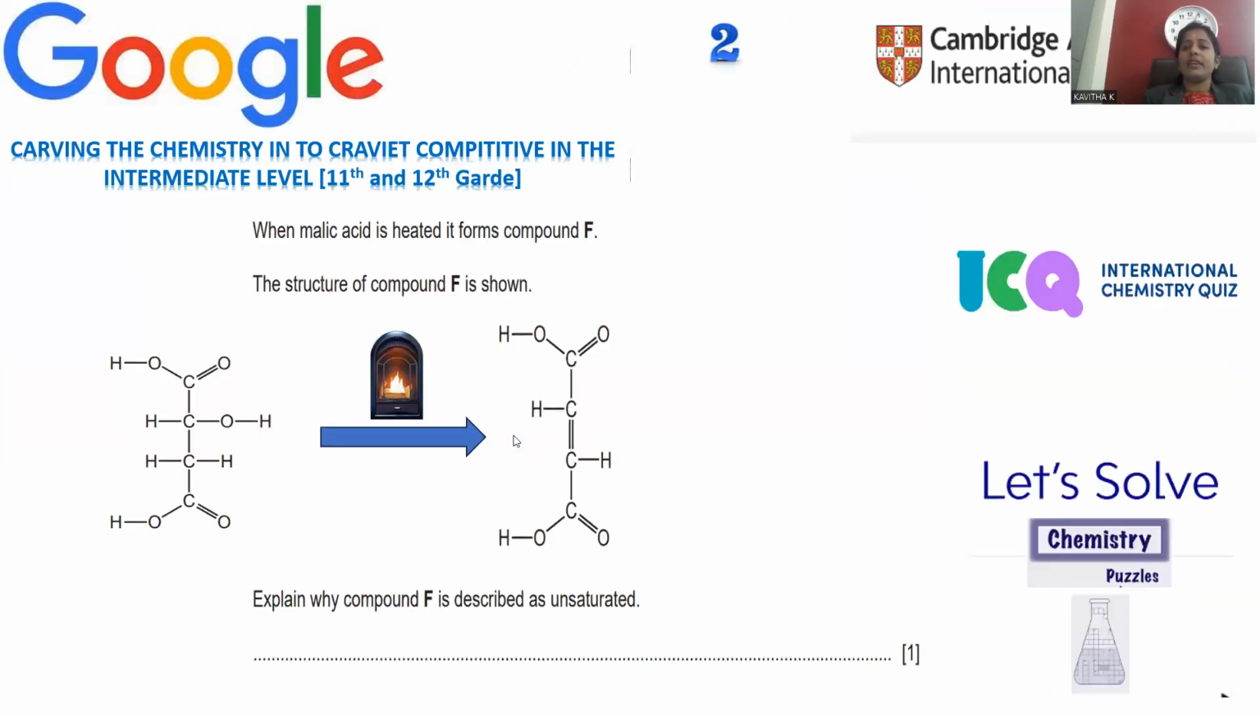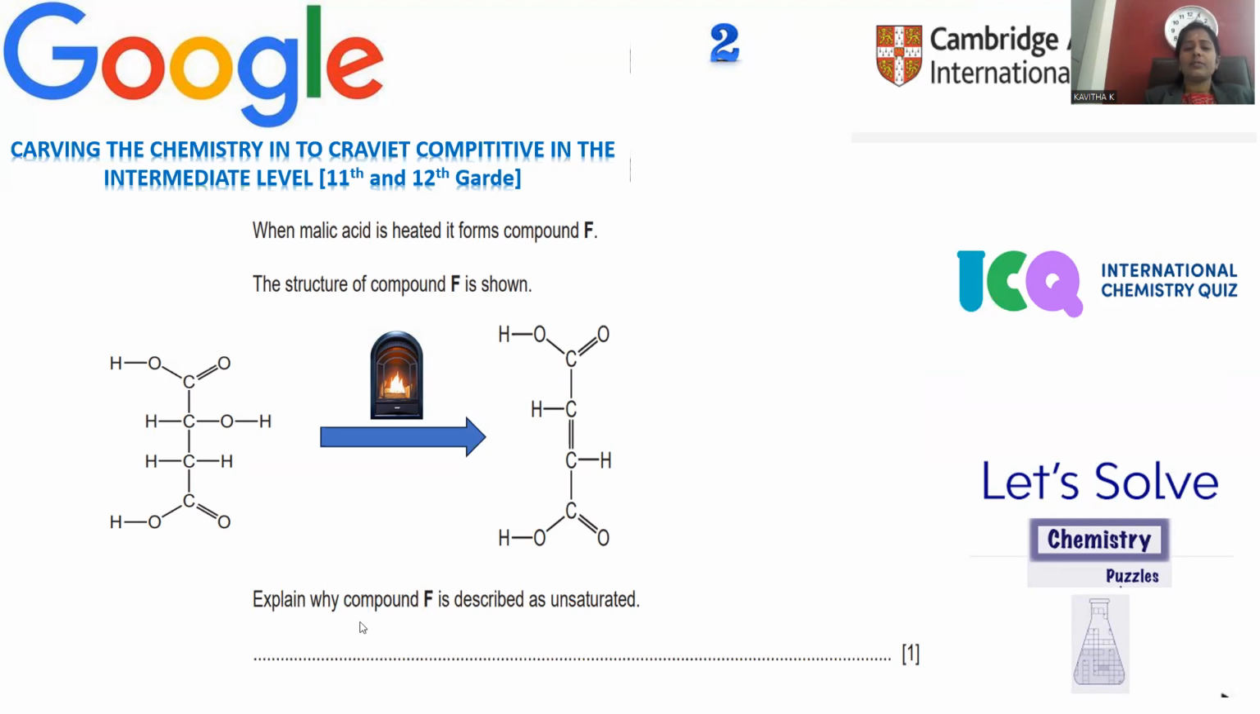Question number two is collected from Cambridge Assessment International Education. And here is the continuation of the earlier session where malic acid was taken into consideration. This malic acid is a dicarboxylic acid with a hydroxyl functional group in between, and it is subjected to heating. Whenever malic acid is heated, it participates in a dehydration process. OH minus and H plus get removed so that a carbon-carbon double bond is located between the two carbon atoms. A carbon-carbon double bond is generated.